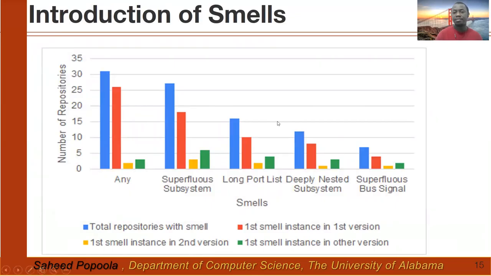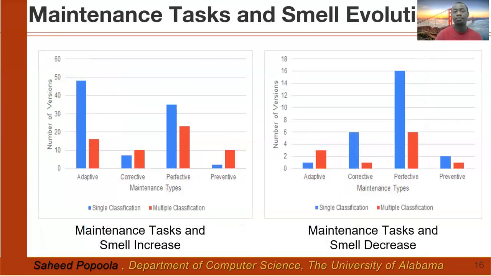So you can see a graphical figure of the result I mentioned earlier. We find out that more than 60% of the bad smells are actually contained in the first version of the models. Also, like we mentioned earlier, most of the adaptive tasks actually lead to an increase in the instances of smells, while the majority of the perfective maintenance tasks here actually result in a decrease in instances of bad smells.